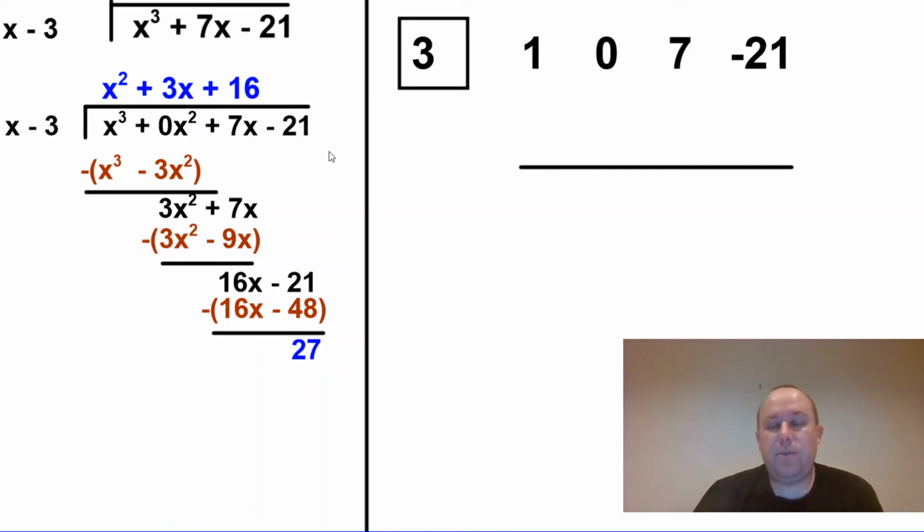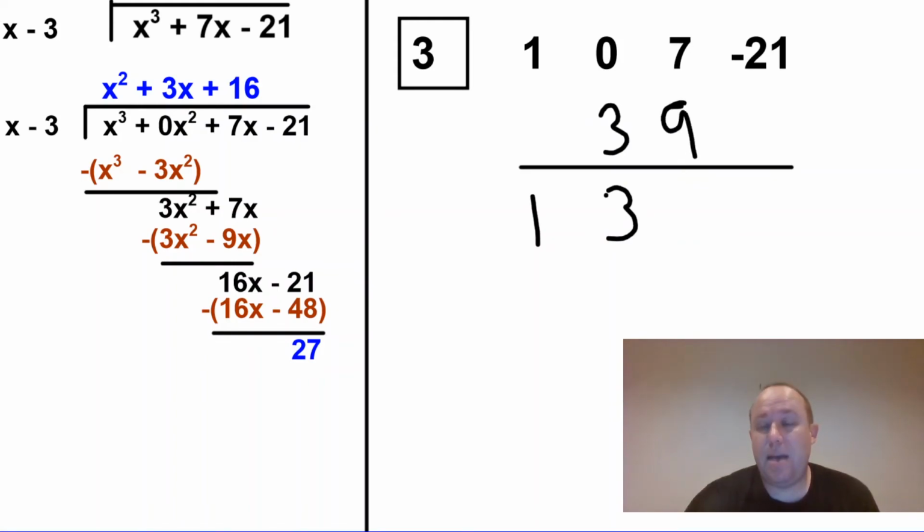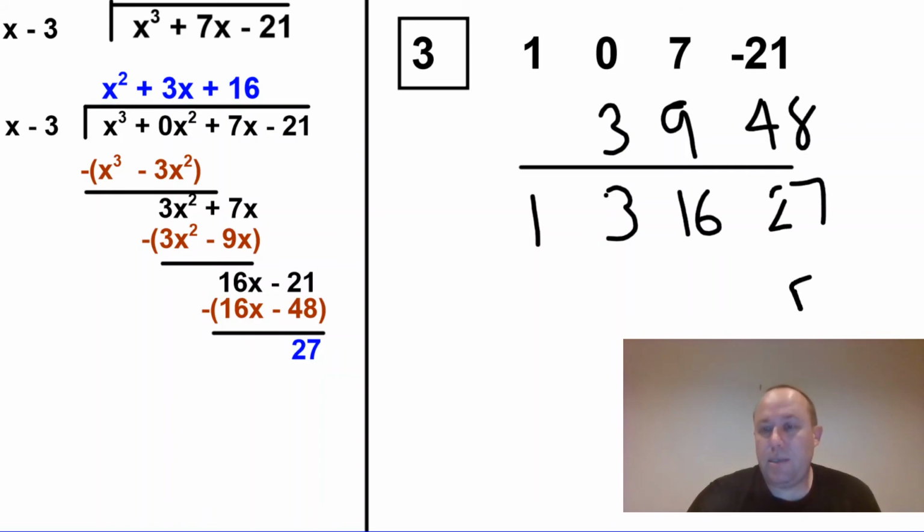So those are the steps that we followed in the last question. First part, you bring down that first number, 1. You then multiply back. 1 times 3 is 3. Add the answers together. 0 add 3 is 3. Multiply back. 3 times 3 is 9. And 7 add 9 is 16. 3 times 16 is 48. And if I add those together, I get 27. So my remainder for this is 27.